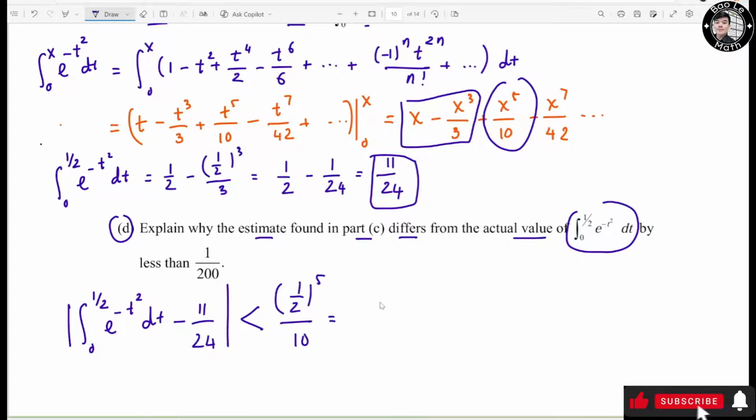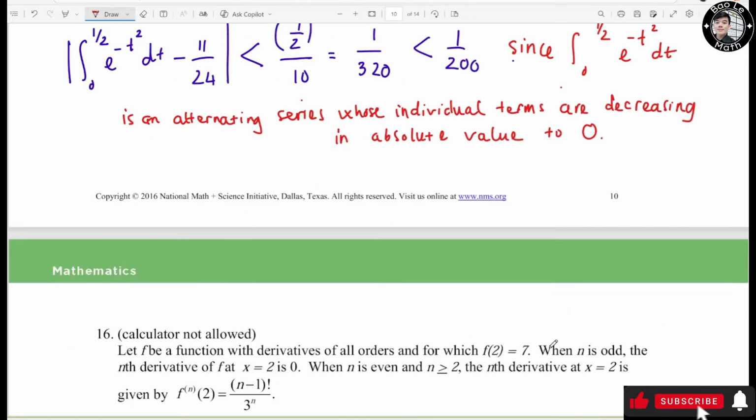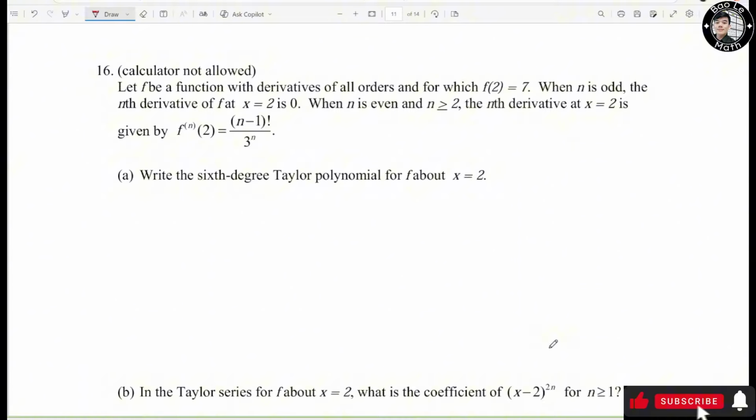Now we're going to simplify. It's going to be 1 over 320, right? And this guy is actually less than 1 over 200, since this guy right here is an alternating series with individual terms that decrease in absolute value to 0, right? Now let's move on to question 16.